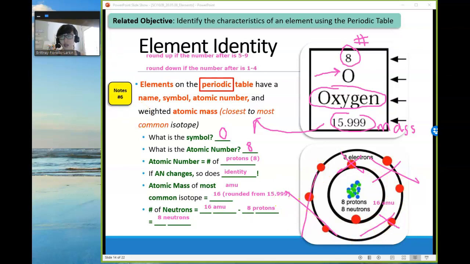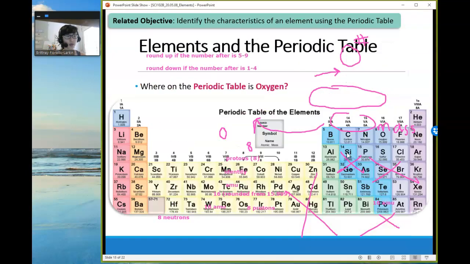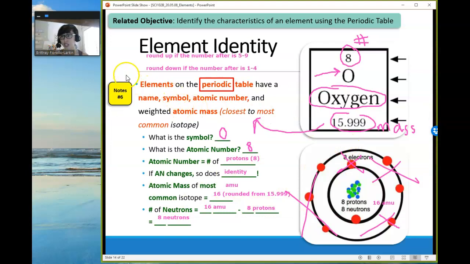All right, if any of this is confusing, make sure that you go back to unit number 4 and you redo the video on atomic number and mass. All right, so this is number 6 in your notes. Fill in the blank with the word periodic. Make sure you spell it correctly. Pause the video and then continue playing when you're ready.